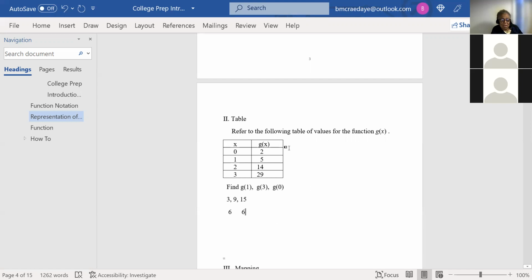Okay, but the key is if you look at a table like this, and your differences are not the same, then you say it's not linear. In other words, you plot it, you won't get a straight line. If you take the second difference and you get the same values, then it's a quadratic.